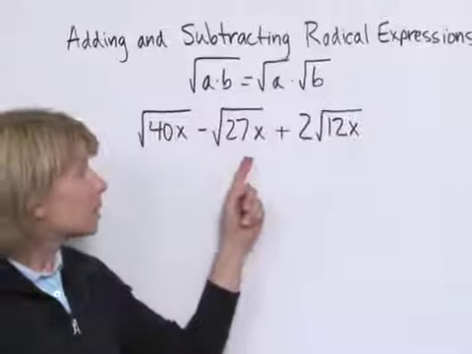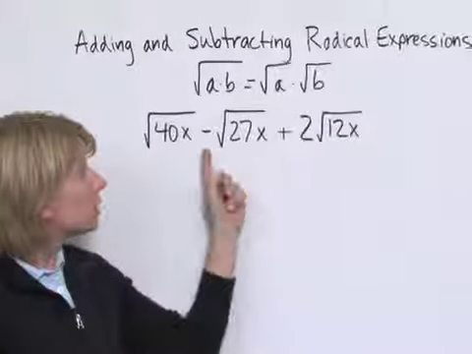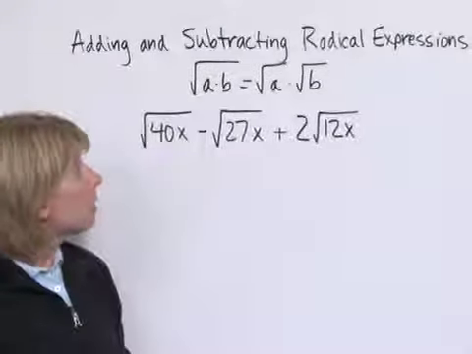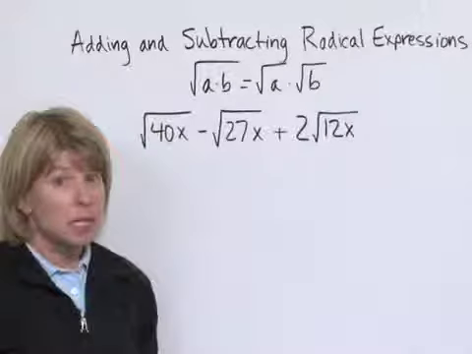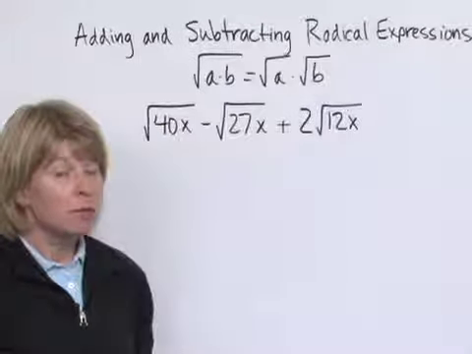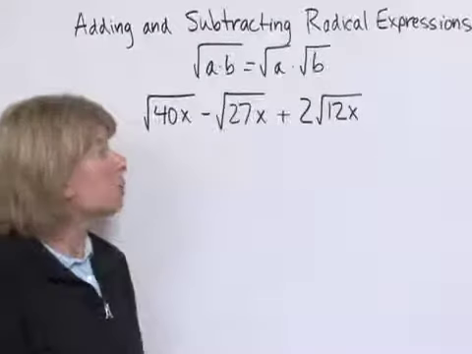Here we have a radical expression that we want to subtract and then add together. Before we combine radicals, we need to have like radicals. And to see if we have like radicals, we first need to simplify each one.